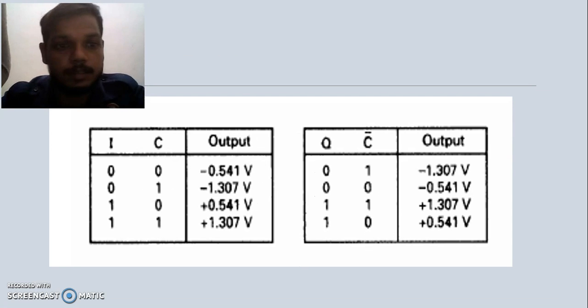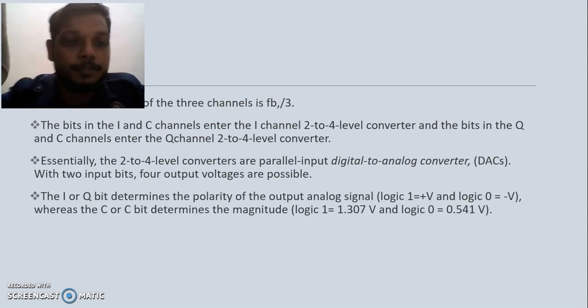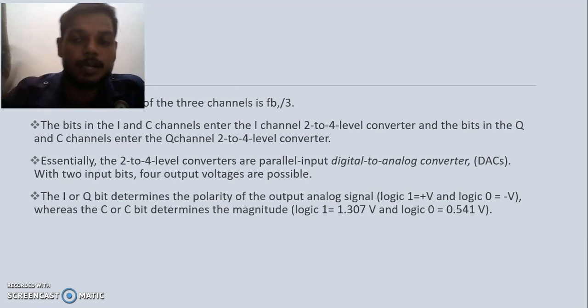This is the table for the I channel and Q channel, and it includes the output. This is an example of the I channel and Q channel. The bit rate in each of the 3 channels is divided by 3. The bits in the I and C channel enter the I channel 2 to 4 level converter, and the bits in the Q and C channel enter the Q channel 2 to 4 level converter. Essentially, the 2 to 4 level converters are parallel input digital to analog converters.